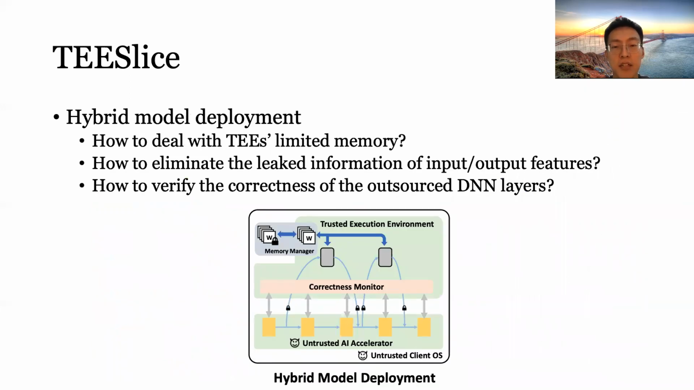In the next stage, we have to solve three challenges: how to deal with the TEE's limited memory, and how to eliminate the leaked information of input-output features. The third is how to verify the correctness of the outsourced DNN layers.